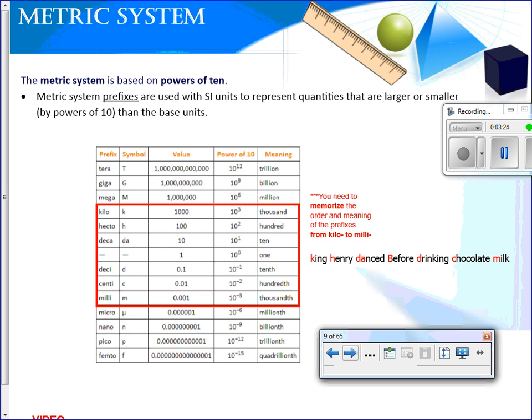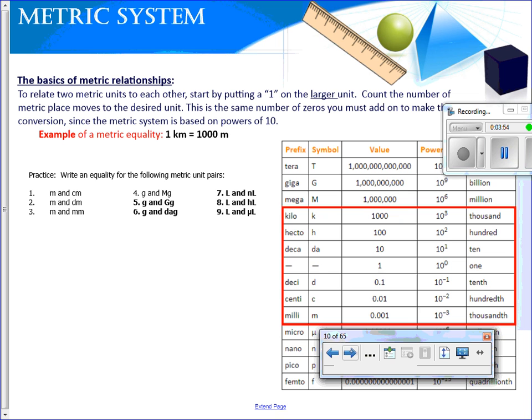The metric prefixes are based on powers of 10. You can look at this chart. You see it goes up in powers of 10 each time. You need to have what's in red here memorized. You need to know the prefix for kilo, its symbol, and what it means. Hecto, deca, deci, centi, and milli. And this is just a little way for you to remember the order: King Henry danced before drinking chocolate milk. You have to be able to write the equivalence between two particular units.